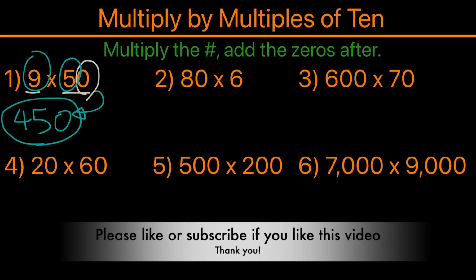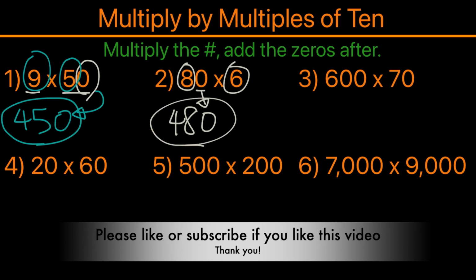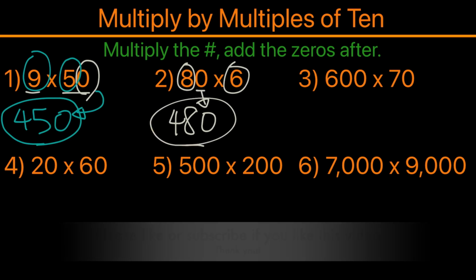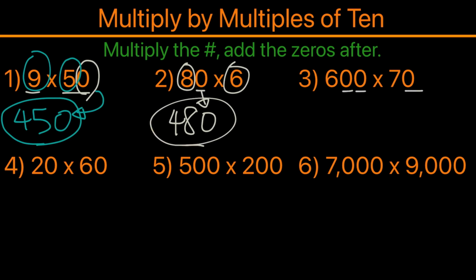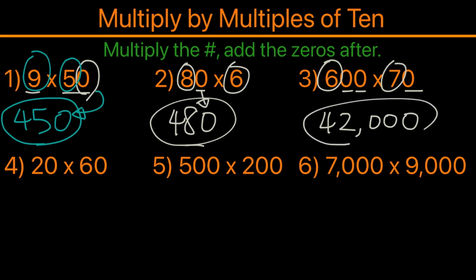For the second example, again, we have a 0 here. So we're going to multiply 8 with 6. So 8 times 6 is 48. Then we'll add a 0 at the end. And that becomes 480. For the third example, we have 1, 2, 3 zeros. So we're going to times 6 by 7, which equals 42. Then there are a total of 3 zeros after, so we'll go ahead and add the zeros after. And the answer becomes 42,000.